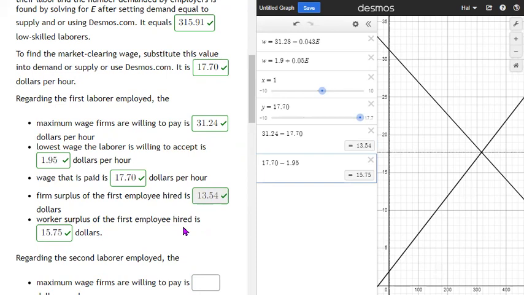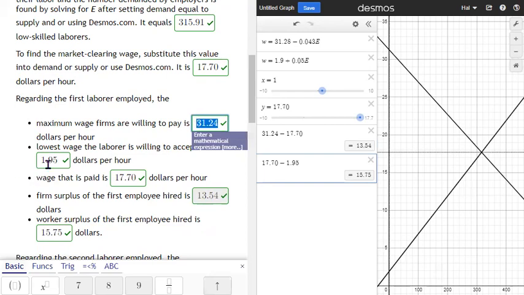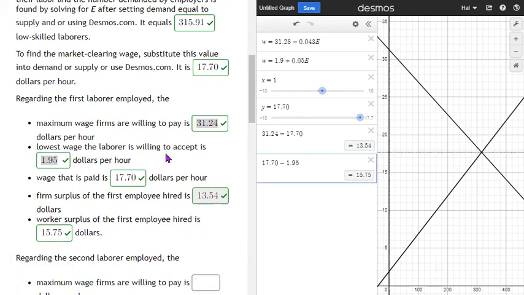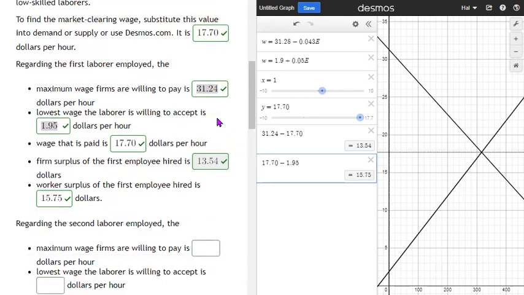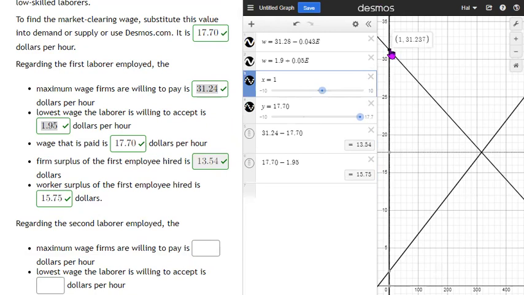Now, if they're the same person, if the person that has a value of 31.24 and is willing to do the job for $1.95, then the total surplus of hiring that first laborer would be 13.54 plus 15.75, right? We'd add those two together, right? But in labor economics, that first laborer hired, with the highest valuation of the firm, is probably this worker here. This worker here has the lowest reservation wage.